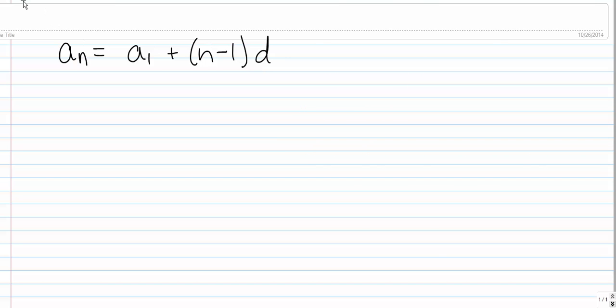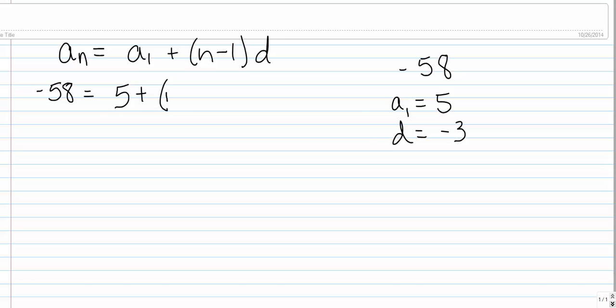Okay, so let's say I know that in my list I have a negative 58 somewhere in my list, and I know that my first term is 5, and my common difference is negative 3. I just don't know where that negative 58 is located. Well, I can find out its position. Negative 58 is some number in the list. The first term is 5. I don't know what spot that negative 58 is in, though. And the common difference is negative 3.